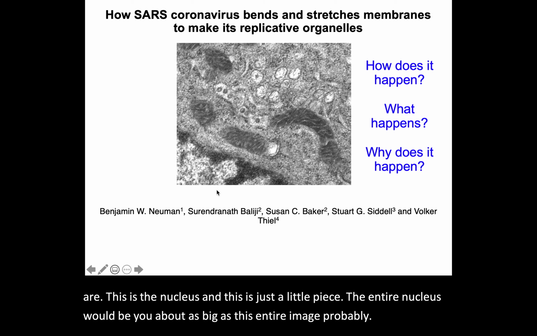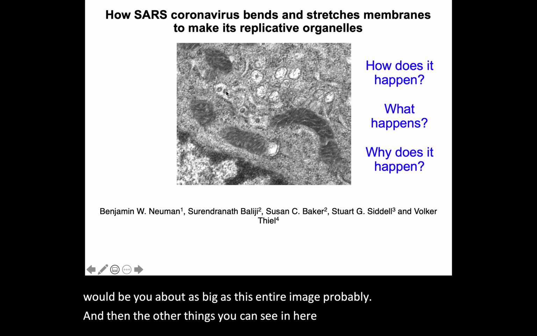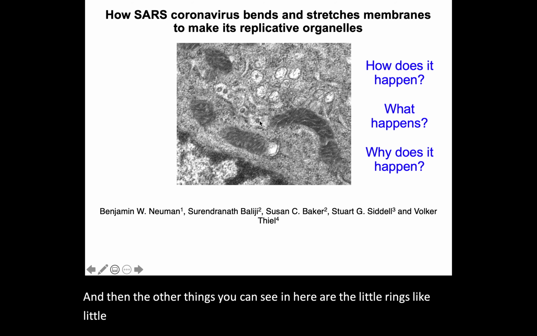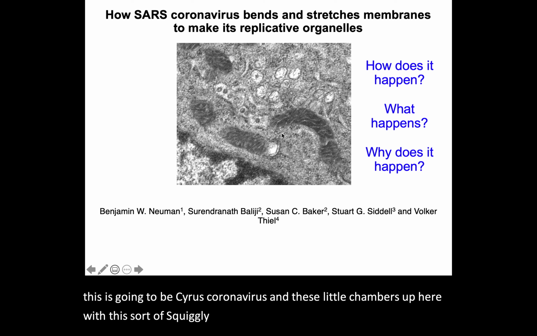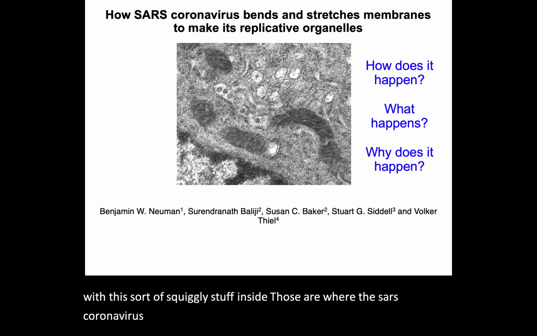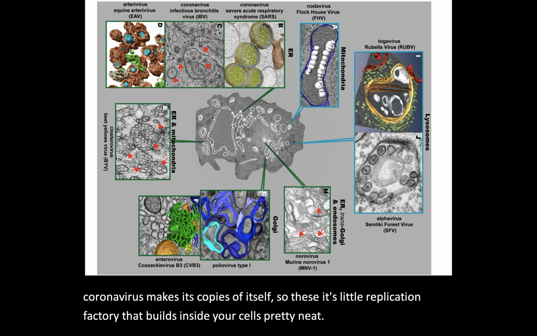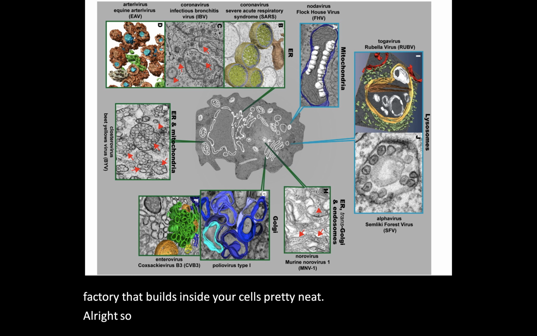And then the other things you can see in here are the little rings, like little greasy gray donuts. Those are actual coronavirus particles. This is going to be SARS coronavirus. And these little chambers up here with this sort of squiggly stuff inside, those are where the SARS coronavirus makes its copies of itself. So these are its little replication factory that it builds inside your cells. Pretty neat.